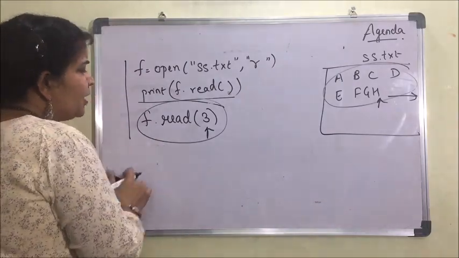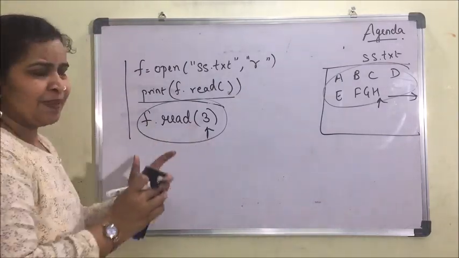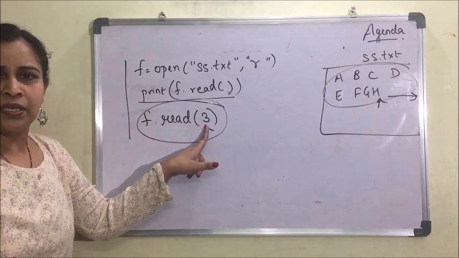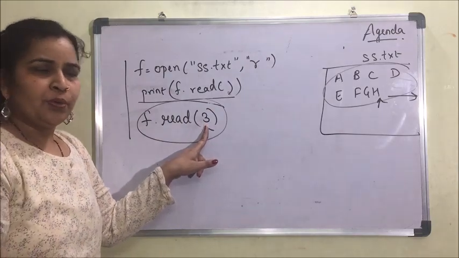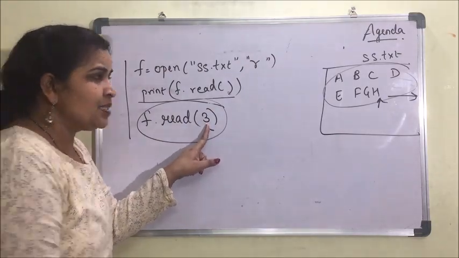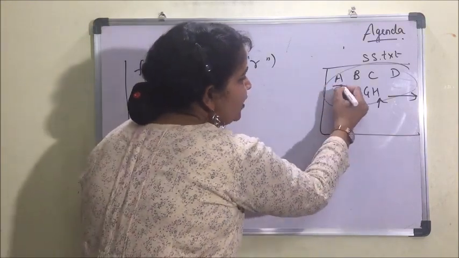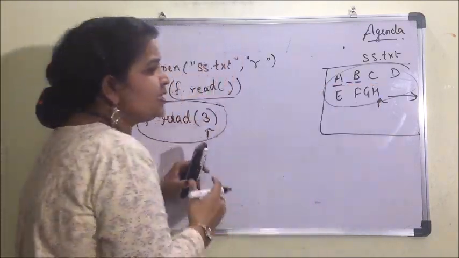So next thing is, if you want to read a specified number of characters, you have to mention here how many bytes you want to read. So number 3 means it will read 3 characters. And 1, this 2 is space and 3 is B.